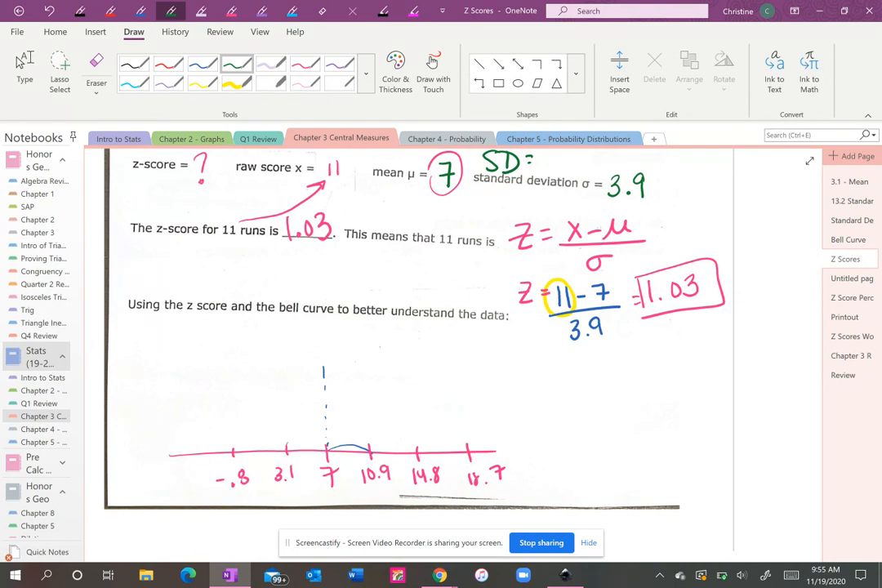So if you were going to go a little bit over 1, because it's just a little bit more than 1, if you were going to jump a little bit more than 1 space, look where you would wind up. And so that little tick mark is where 11 runs are. And so visually, that's what a z-score is. It's how many jumps away from the mean you are going. So you're going a little bit more than 1 jump, which makes sense because 11 is a little bit more than 10.9.